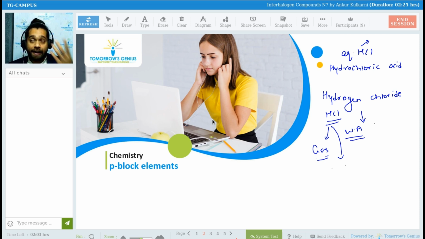So what you see in the laboratory is the liquid, that is hydrogen chloride dissolved in the aqueous medium. Or you can liquefy it, obviously. Are you getting it, everyone? Is it clear? The difference. Okay.